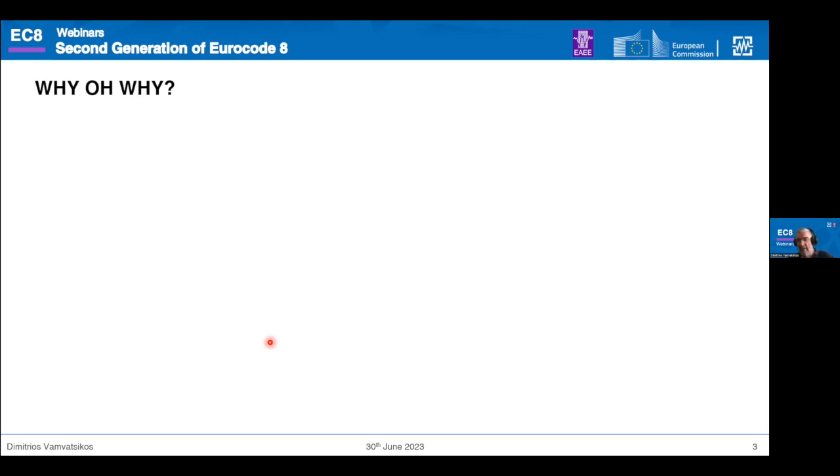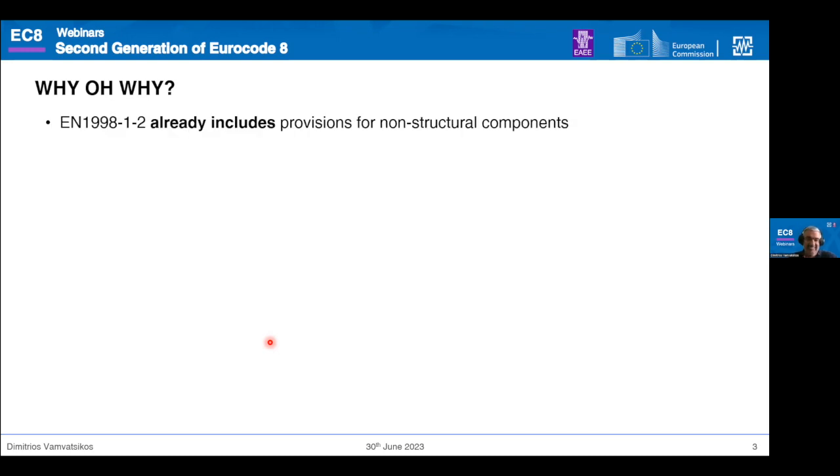Now, of course, the first question is why, or why, dear God? Because Eurocode 8 Part 1-2 already includes provisions for non-structural components. If you check out Chapter 9 and Annex C, there is a very detailed method. Well, yes, it does, and we do not want to replicate it, right? The plan is to include what is in Eurocode 8 Part 1-2 and augment it, or in some cases, simplify it.